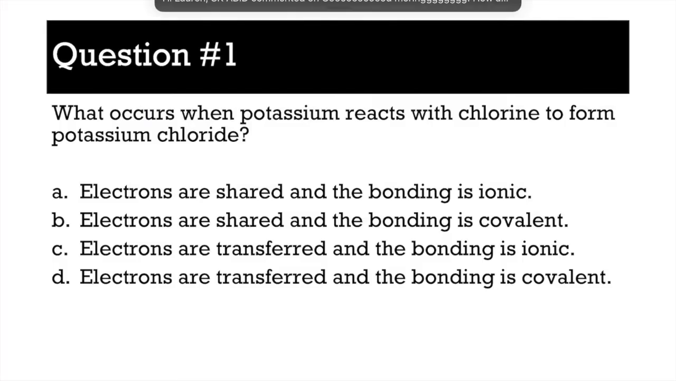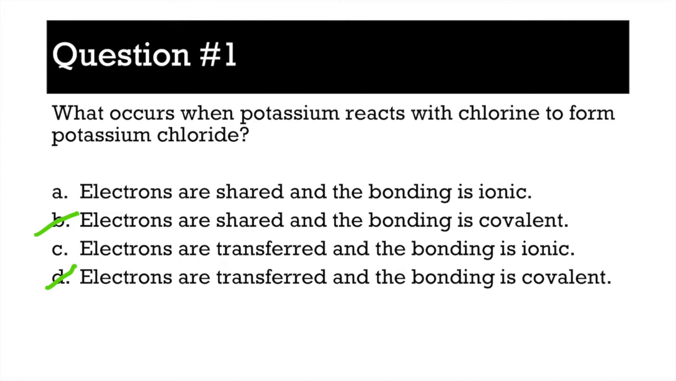Okay, so question number 1 says what occurs when potassium reacts with chlorine to form potassium chloride. So the answer choices give us stuff about electrons and what type of bond it is. So at this point, we've only ever talked about ionic bonds. So it can't be B and it can't be D.